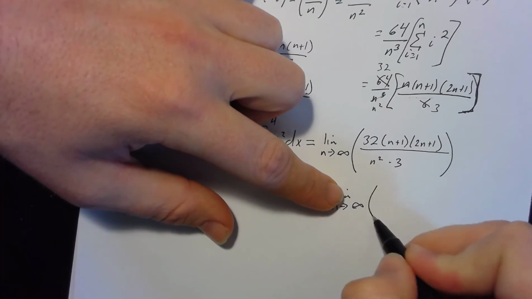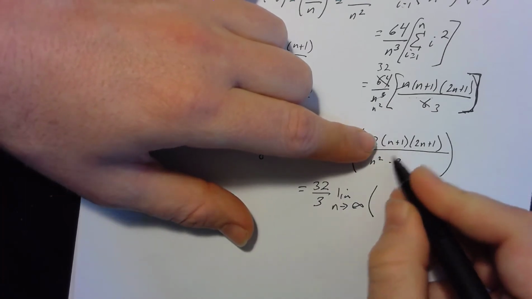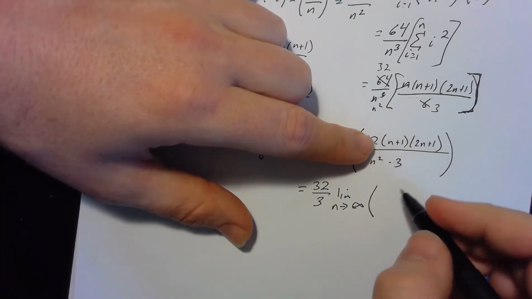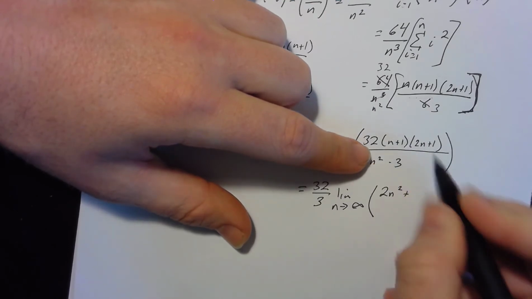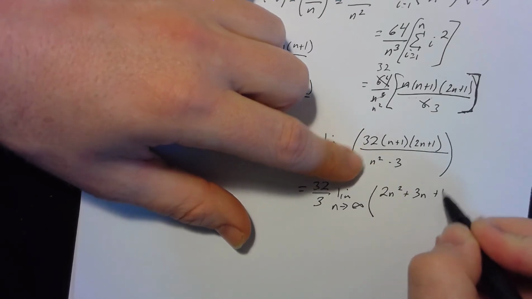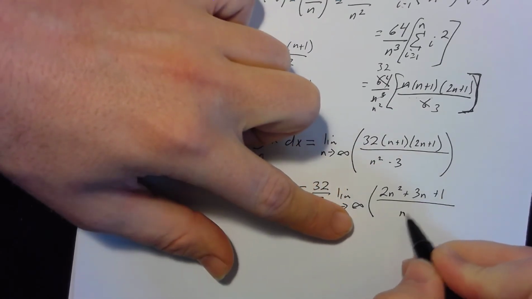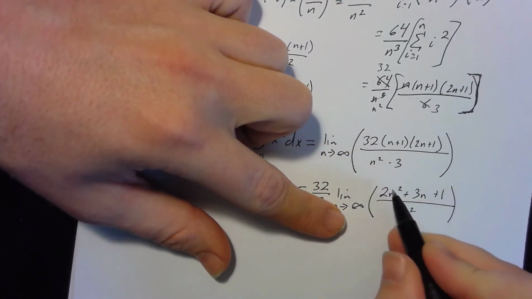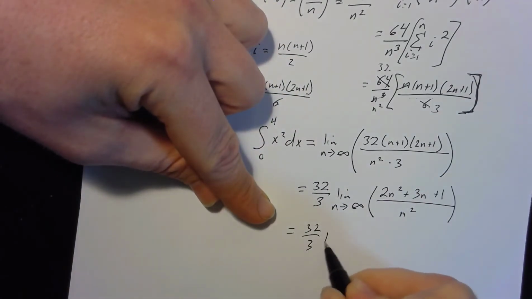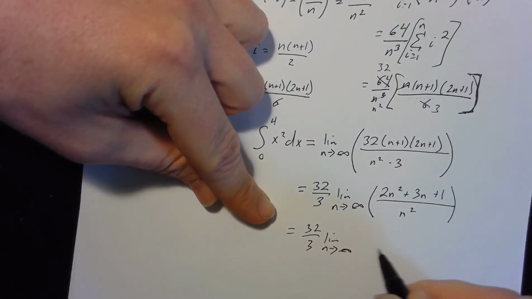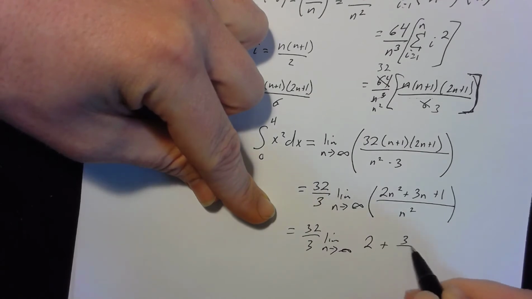So down here, n plus 1 times 2n plus 1 is actually going to be 2n squared plus 3n plus 1, all divided by n squared. So I'm going to distribute this division of n squared to each piece, and note that this is 32 over 3 times the limit as n goes to infinity of 2 plus 3 over n plus 1 over n squared.